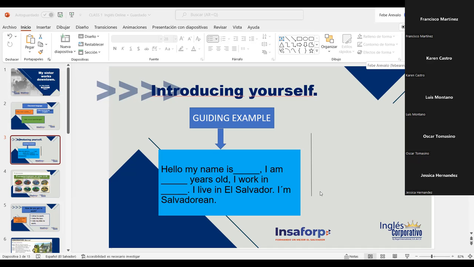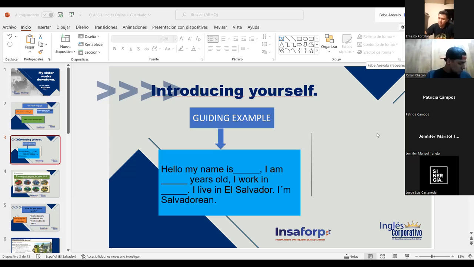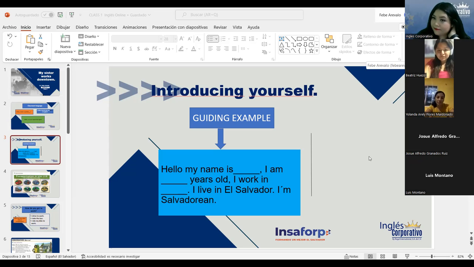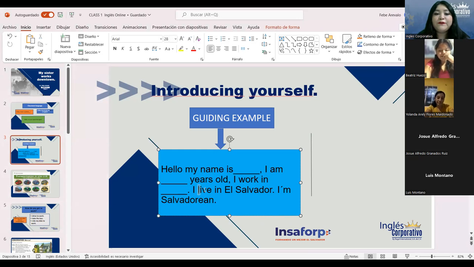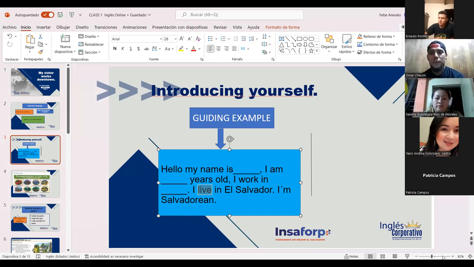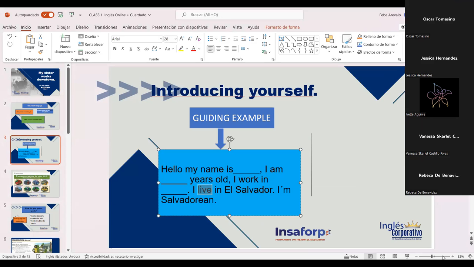Let's go with Luis. Hello, my name is Luis Montano. I am 27 years old. I work in a sugar company. I live in Zacatecoluca in El Salvador. I am Salvadorian. Great, great, excellent. Thank you, Mr. Montano. Repeat after me. I live. I live. Very good, excellent. Thank you. That's correct. Now let me check who else. Let's see.